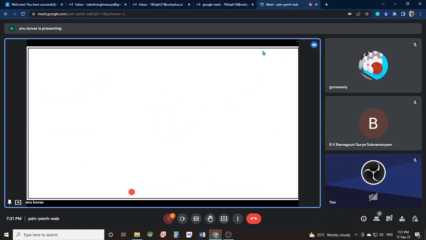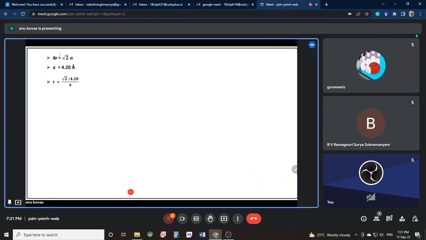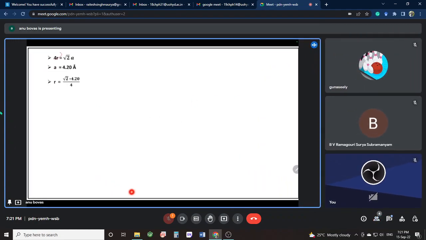So moving on to solving this, we found the relation for FCC to be 4R is equal to root 2 A. And in the question, A is given as 4.20 Angstrom. So this is a straightforward equation. We can get from here R equal to root 2 into 4.20 divided by 4. R equals 1.485 Angstrom.